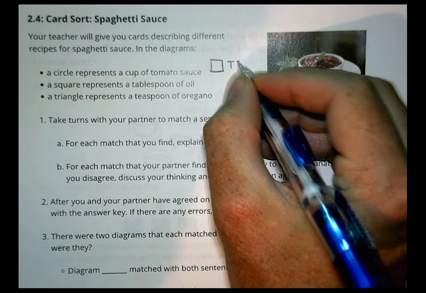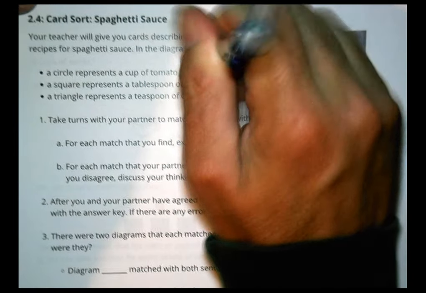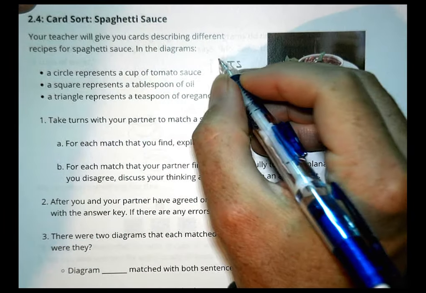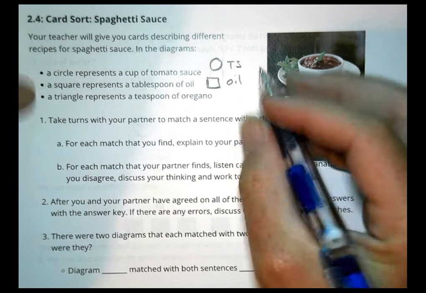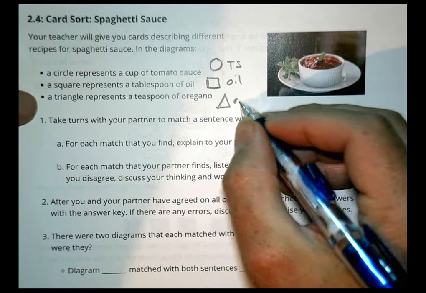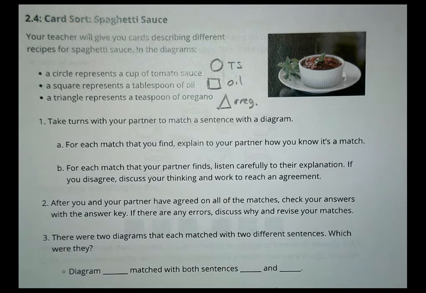That's tomato sauce. Should read my own directions. A circle represents tomato sauce. A square represents the oil. And a triangle is the oregano. Okay, those are my 3 shapes I'm dealing with here. So you might have a shape that looks something like this.